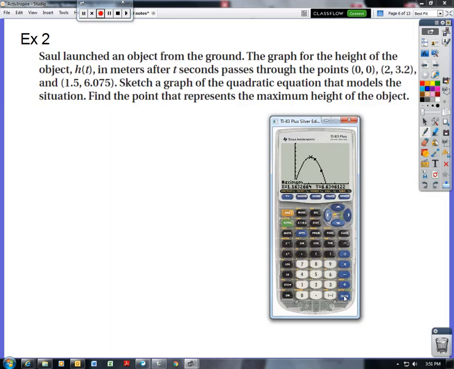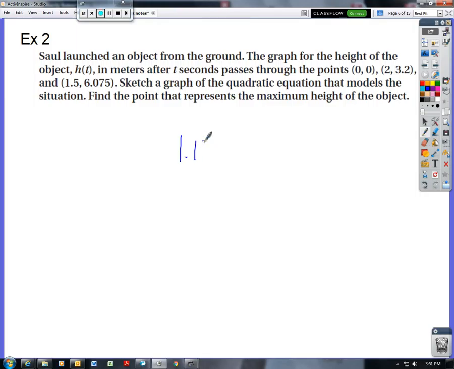And then it does say find the point that represents the maximum height, so we'll give both coordinates since it says point: 1.16 and 6.63. So at 1.16 seconds, this is in seconds, it will be, is that in meters or is that feet? What does it say? Does it say meters? 6.63 meters high.